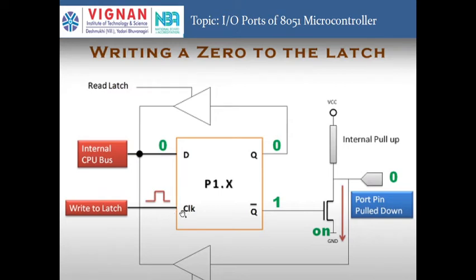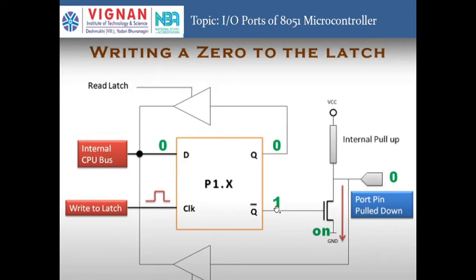Now we'll see what happens. When you write 0, because of this D flip-flop, as you know from the truth table, the Q output becomes 0. We also have an important feature, another output called Q bar, which is the complement of Q. Whenever Q becomes 0, automatically Q bar becomes 1, which drives the output buffer, internally a MOSFET.